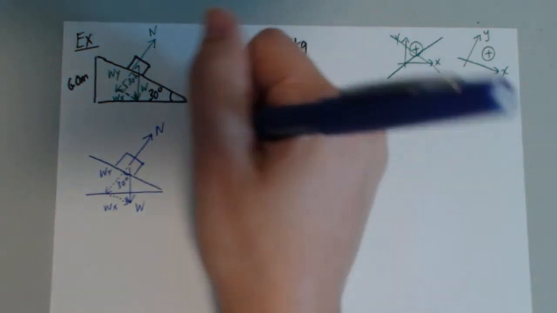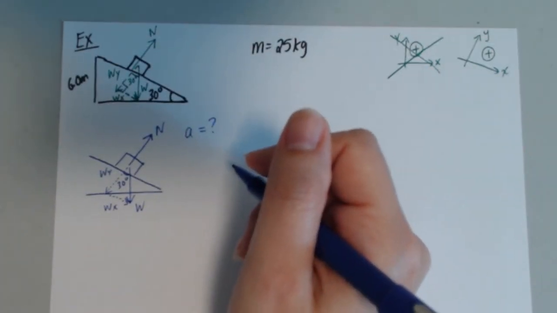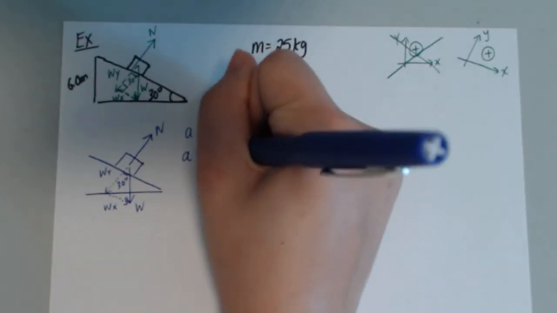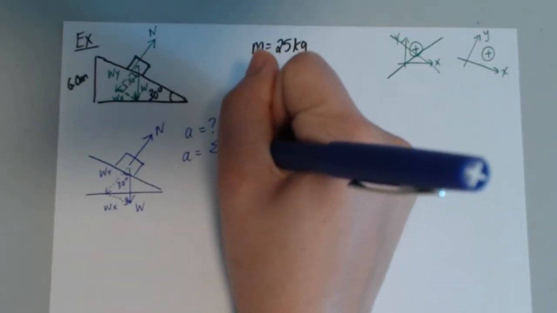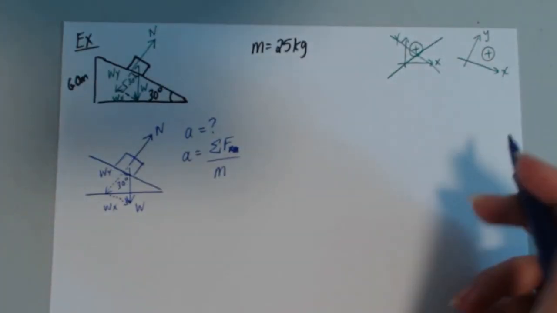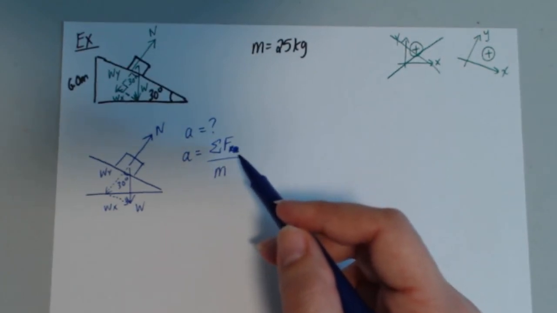We're looking for acceleration. Honestly, more often than not, if you're ever looking for acceleration in a problem, that means you're using Newton's second law. So that means you're looking at the sum of the forces divided by the mass of the object. You can call it sum of the forces or you can call it F net. They both mean the same thing.